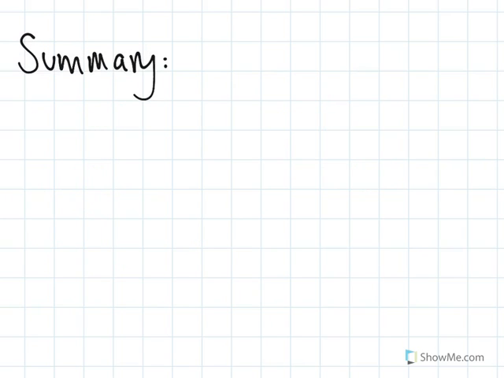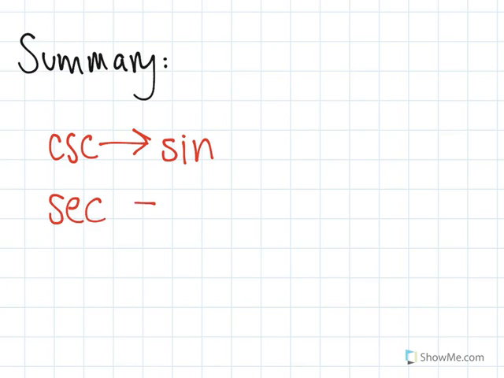And finally, if you're asked to graph cosecant, you're going to start off by drawing the corresponding sine graph, and then from there you can find your asymptotes, and then you can draw your u's. And if you're asked to graph secant, you're going to want to start off graphing cosine, and same thing, you find your asymptotes and you graph your u's.